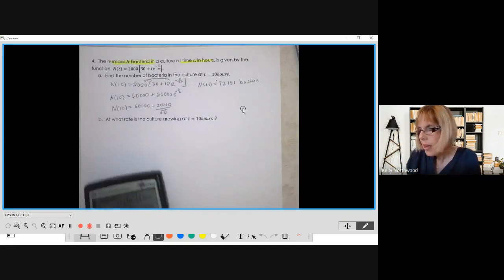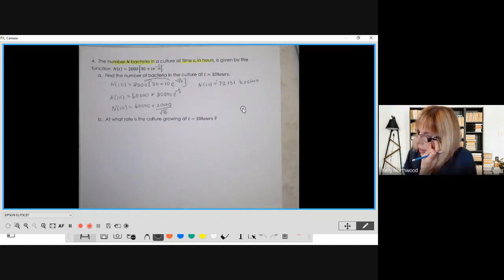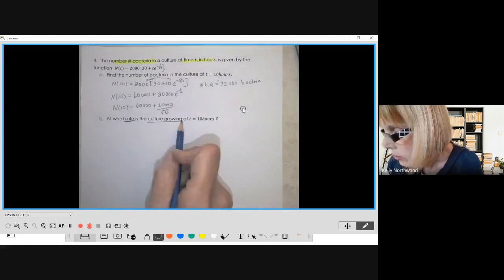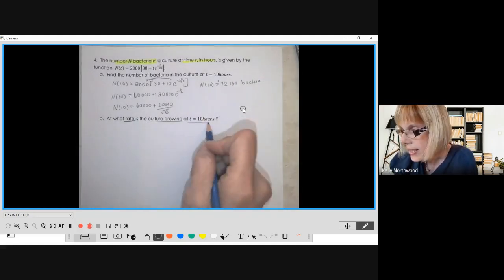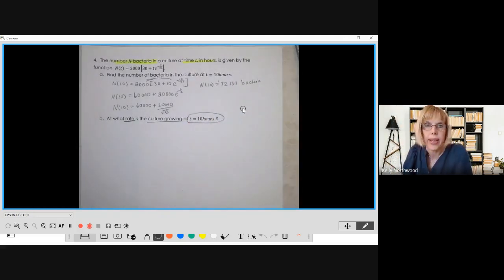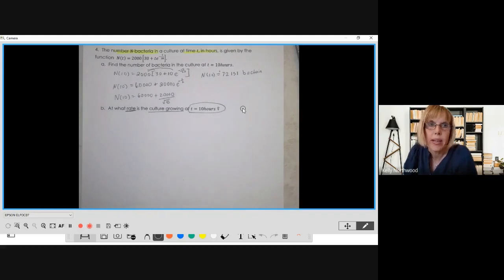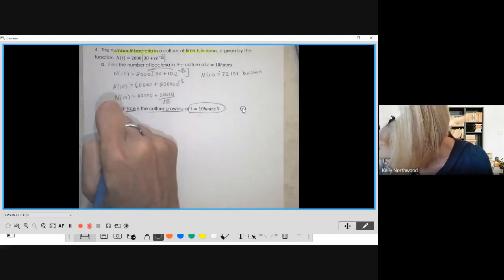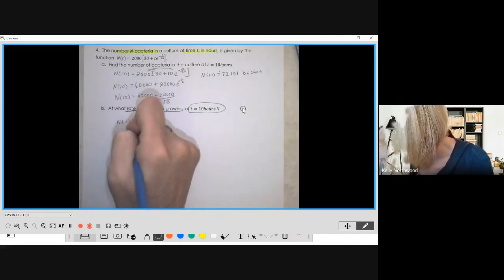Okay. Right, and then part B says, at what rate is the culture growing? So now we're doing a rate, so we know that we're talking about the derivative, and it's exactly at t equals 10 hours, so it's not an average rate, it's an instantaneous rate, which means I need to find n prime at t. So I'm going to start off just with n at t.